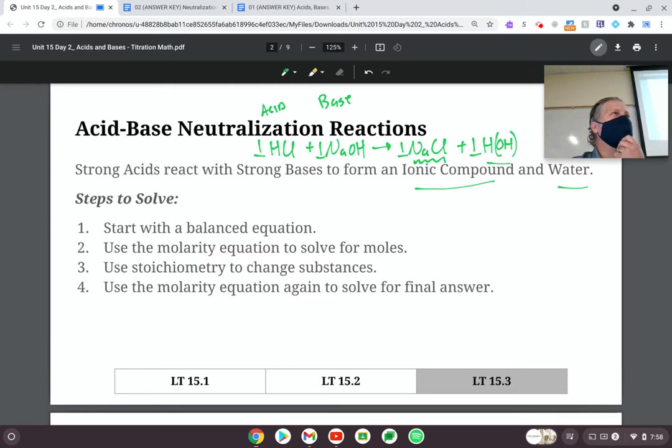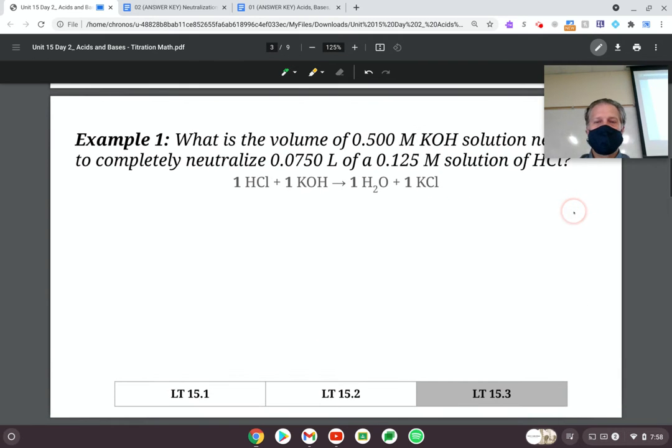So when we solve acid-base neutralization reactions, we start with a balanced chemical equation because we're going to have to do a very small stoichiometric calculation. Step 2, we use the molarity equation to solve for moles. Step 3, we use stoichiometry to change substance, so we are doing a mole to mole calculation, and then we use the molarity equation again to solve for the final answer. So it's 3 mathematical steps. None of them are incredibly complicated. It's just a matter of deciding what the problem is asking you to solve for. So here we go, first example.